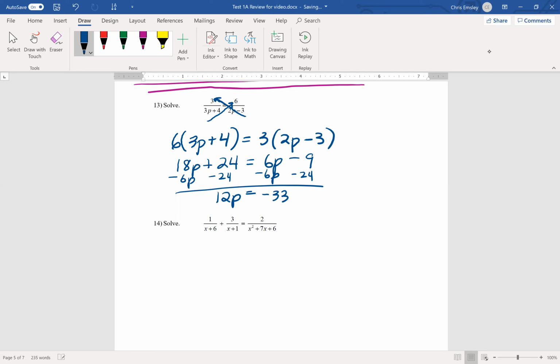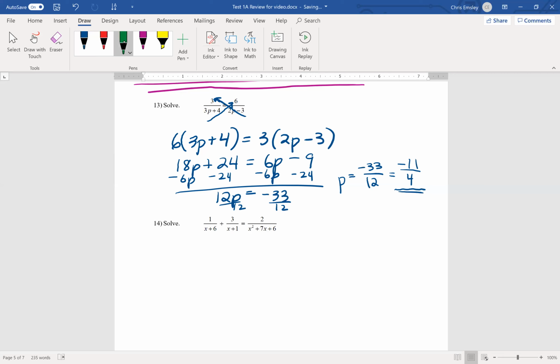Divide both sides by 12. We get p equals negative 33 over 12. Be careful, you're not finished there. That is a fraction that can be reduced. Both of those numbers are divisible by 3. So there's our final answer.